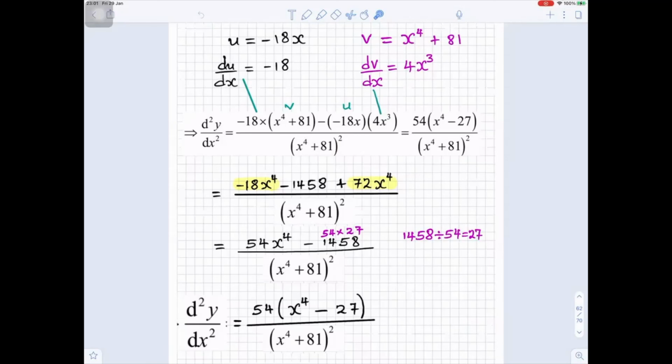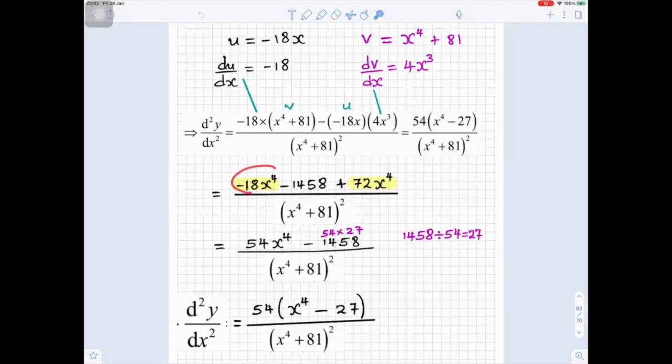Now what we want to do is multiply out and remove the brackets. So minus 18 times x^4 gives you minus 18x^4. Minus 18 times 81 gives you minus 1458. Minus and minus becomes a plus. So that means 18x times 4x cubed. 18 times 4 gives you 72. x times x cubed gives you x^4. And minus and minus will become a plus. And the denominator stays the same, x^4 plus 81 squared.